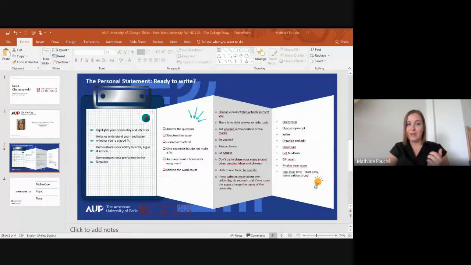But grammar matters. Proofread your essay. Use spell check. It's important to do that when you write your essay. You can ask someone to read your essay, but not rewrite it. It's very important we hear your voice. It's about you.